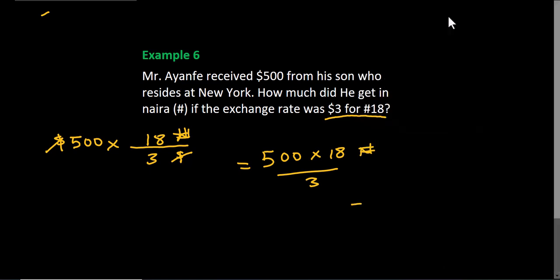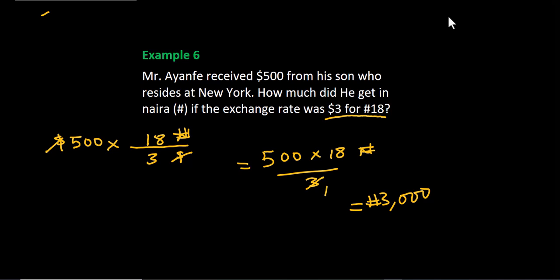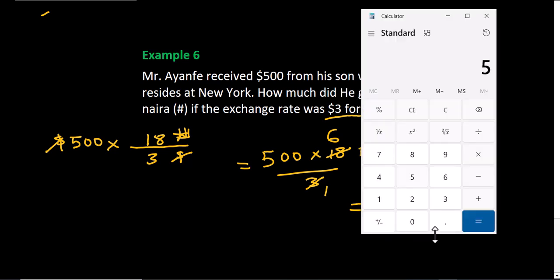Okay, so we had 3,000 in naira. You can also cancel out before using the calculator. 18 divided by 3 is 6. Let's check. 500 multiplied by 18, divided by 3, okay, 3,000. And then 18 divided by 3 is 6, then 6 multiplied by 500 is 3,000. Correct.